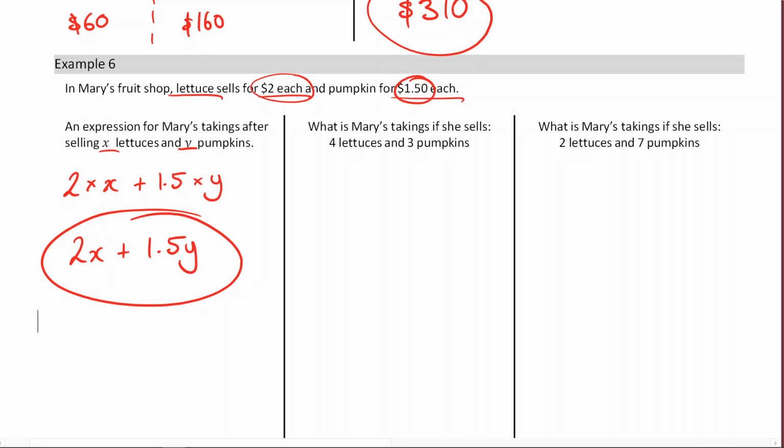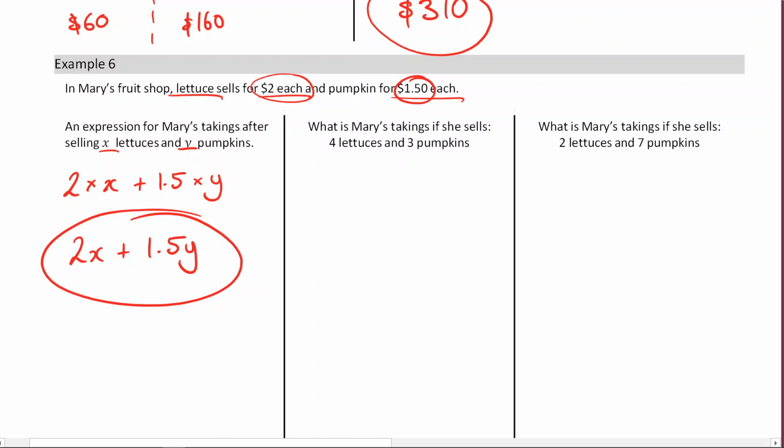So just to kind of look at this for a moment, this 2 represents the cost of lettuce, and this x represents the amount of lettuces she has sold. And this 1.5 represents the $1.50 cost of each pumpkin, and the y represents the amount of pumpkins she has sold. So that's what the expression means, and you need to be able to create these expressions in order to answer the next 2 questions.